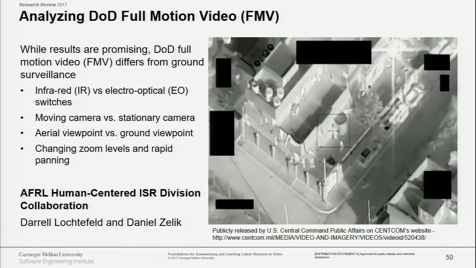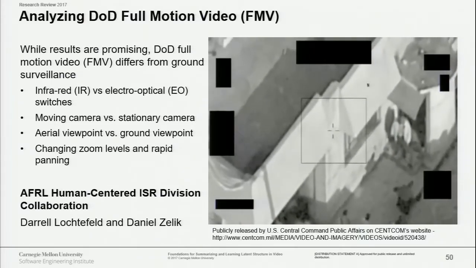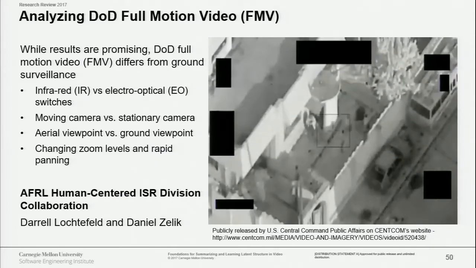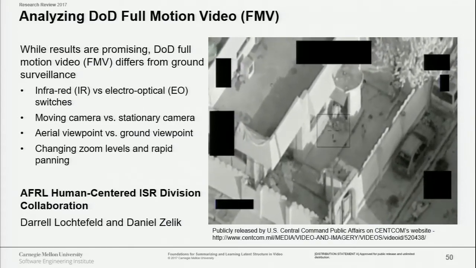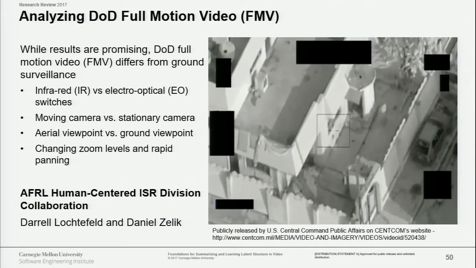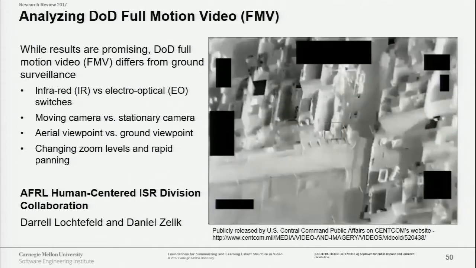The aerial viewpoint versus a ground viewpoint actually influences object detection quite a bit. Most of the traditional object detection models that we have are focused on larger objects that take up most of the screen, not on tiny objects. And in addition, there are also rapidly changing zoom levels and panning, which can create segments that are sort of disjointed.